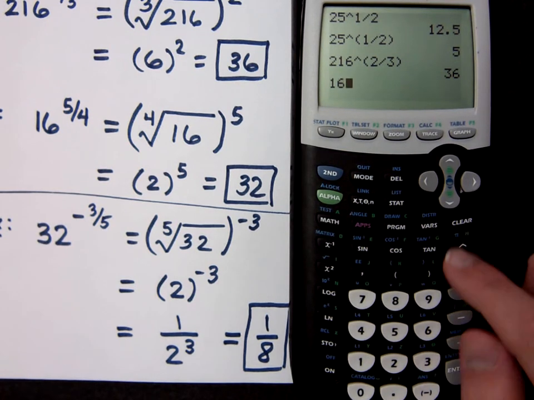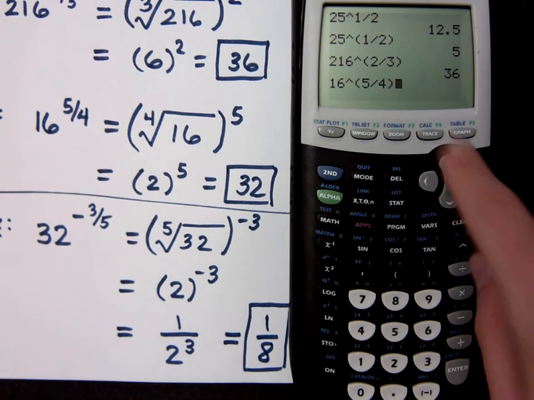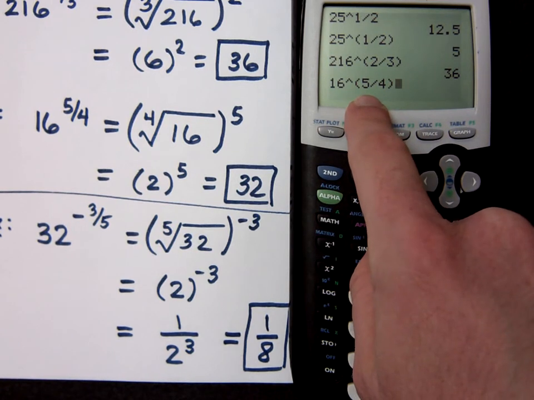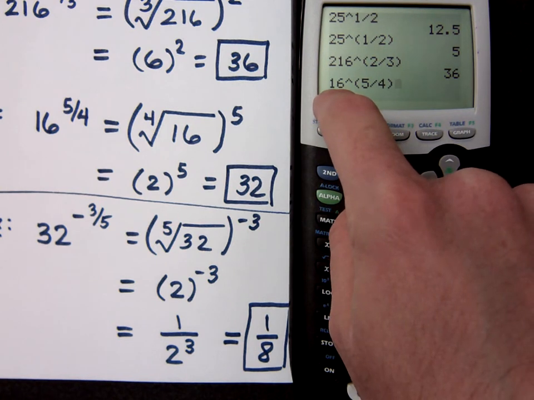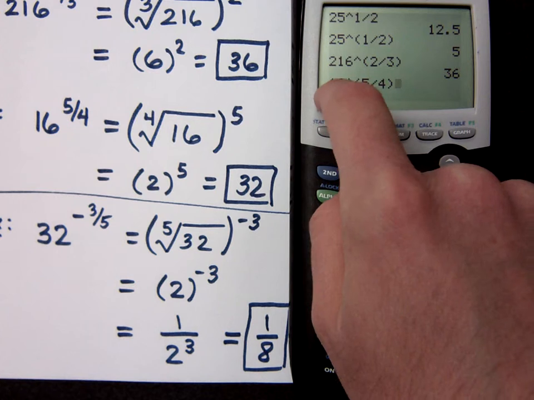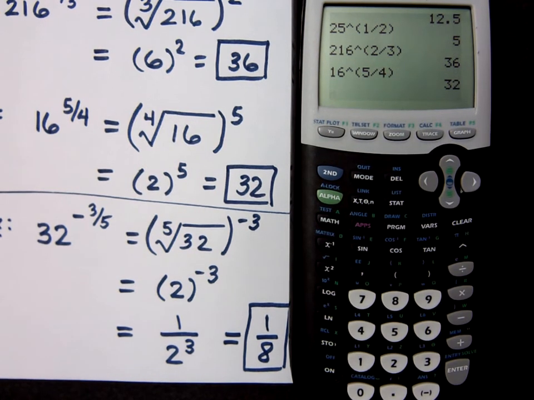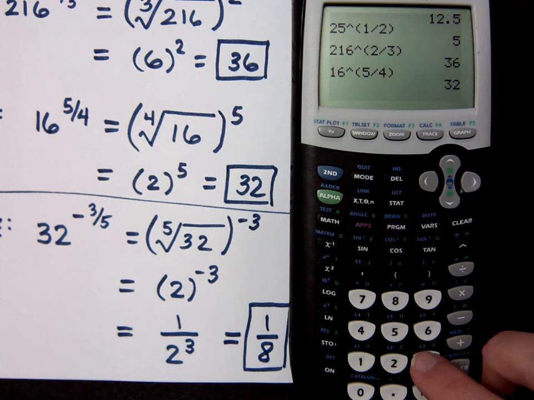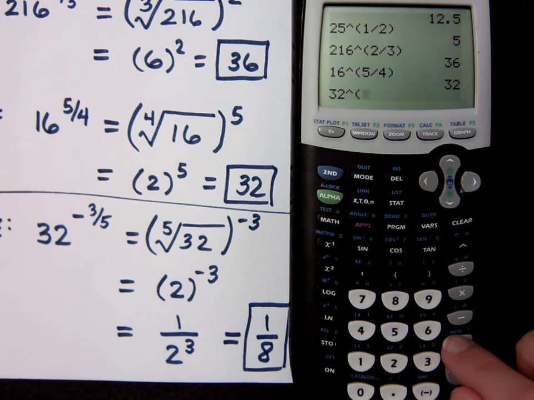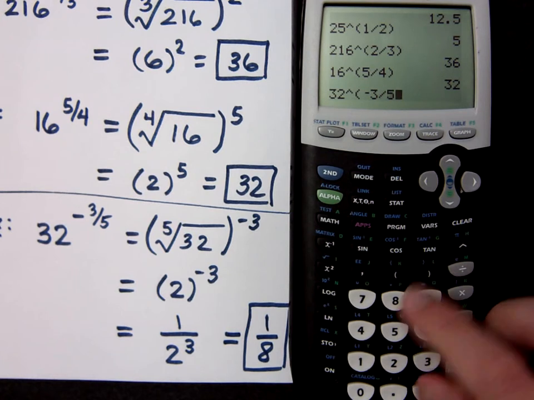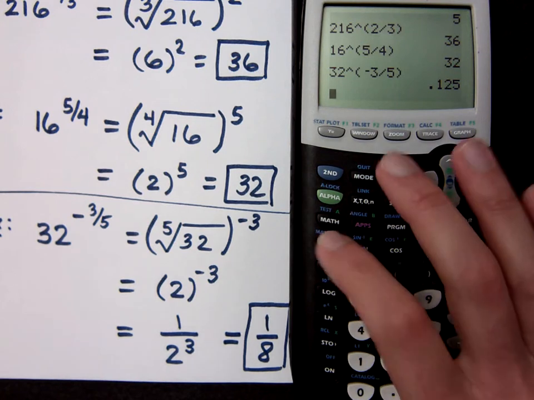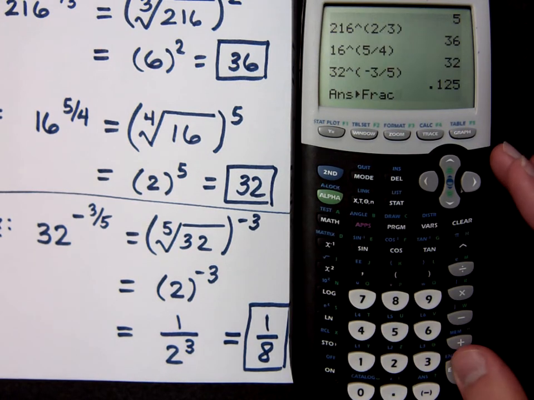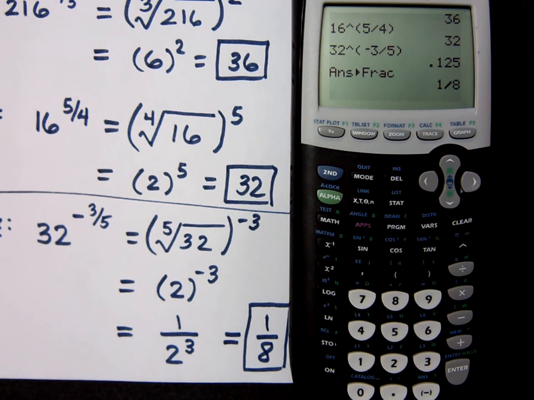I've got 16 raised to the 5/4 power. Isn't 5/4 larger than 1? That means you should come up with an answer that's bigger than what you started with, because 16 to a larger power should be even bigger. So 32. If I have 32 raised to the negative 3/5 power, I get 0.25. Convert that to a fraction, and you get 1 over 8. We all cool with that?